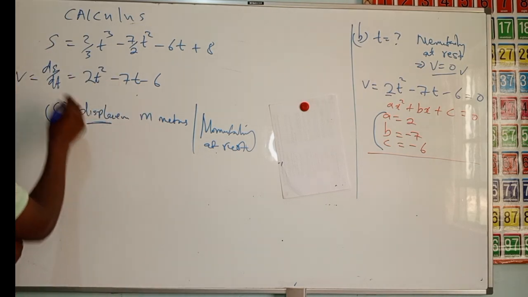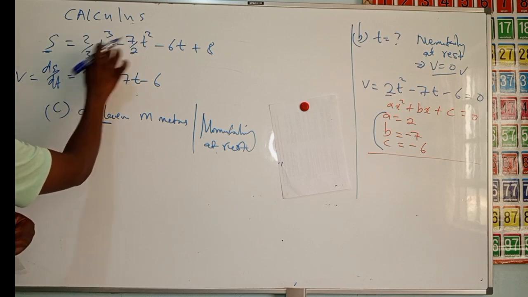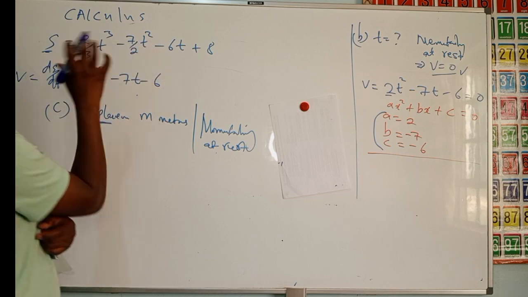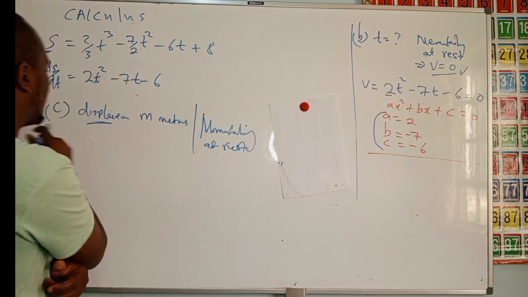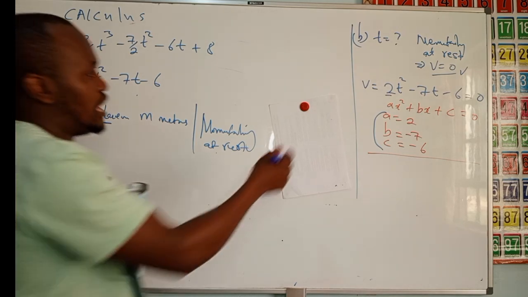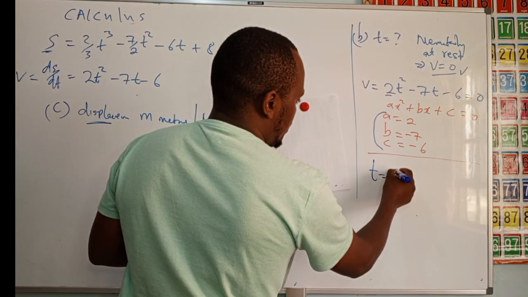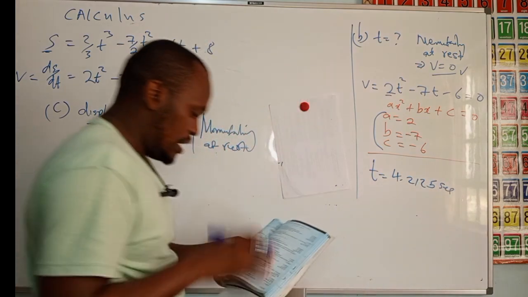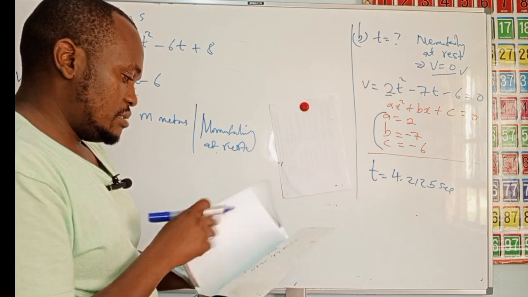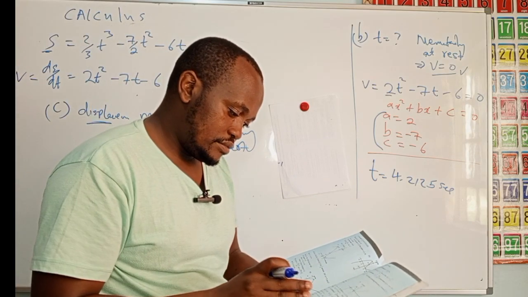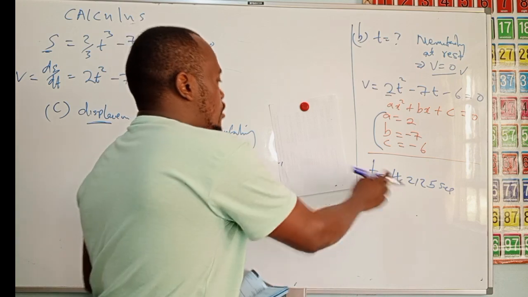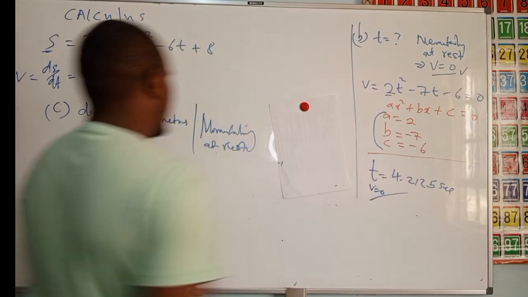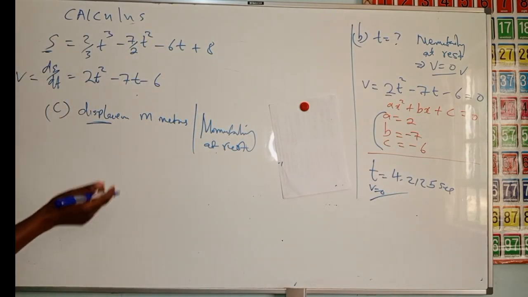Now to find the displacement, you need to find t. You have to replace t here so that you find the displacement. Therefore, now we have our time. The answer for this time was 4.2125 seconds, I think, let me just confirm. Yes, it was 4.2 when v is 0. When v is 0, this is the time. Therefore, you just take this. This question is for 2 marks.